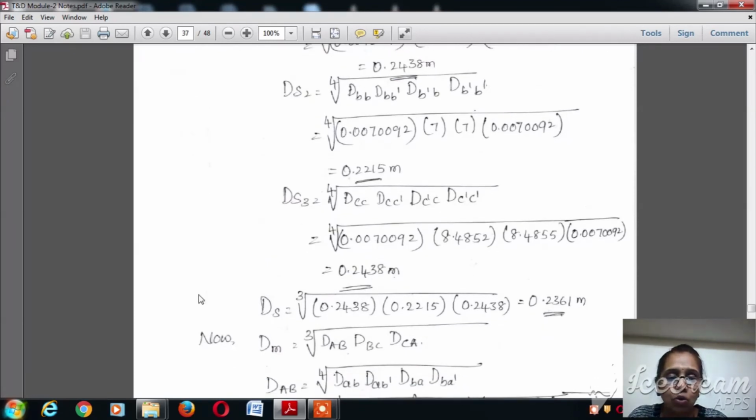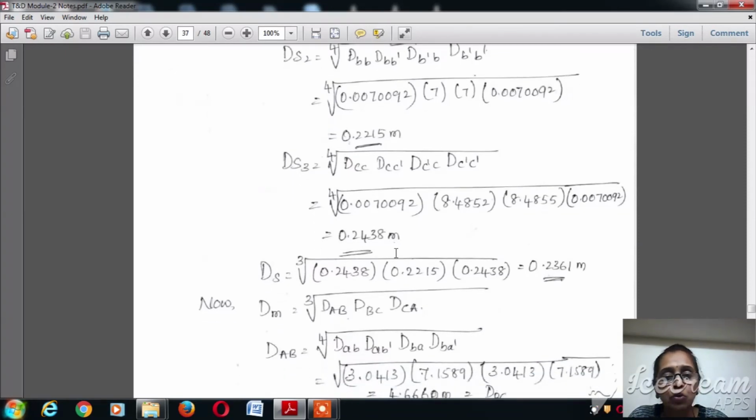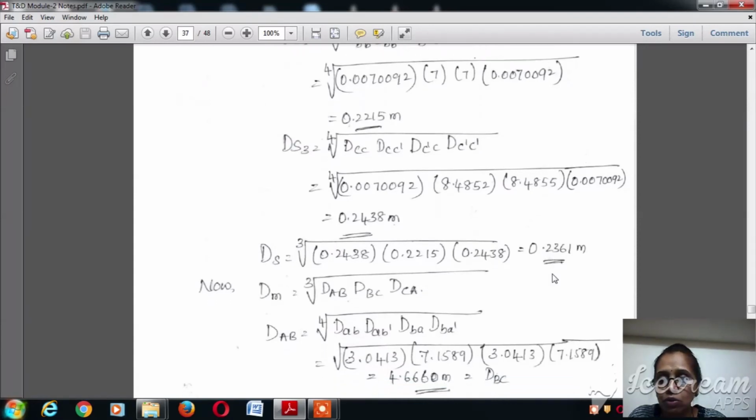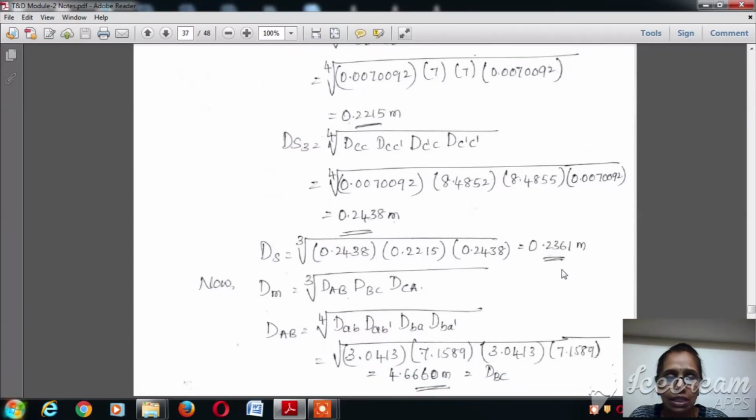Now total Ds or equivalent Ds is nothing but cube root of multiplication of Ds1 into Ds2 into Ds3. We can find out the value 0.2361 meters. Now the mutual GMD is Dm. The equivalent mutual value is nothing but Dm is equal to cube root of DAB into DBC into DCA.